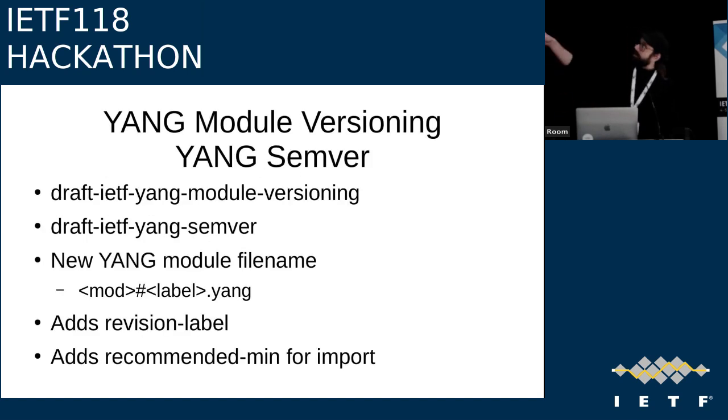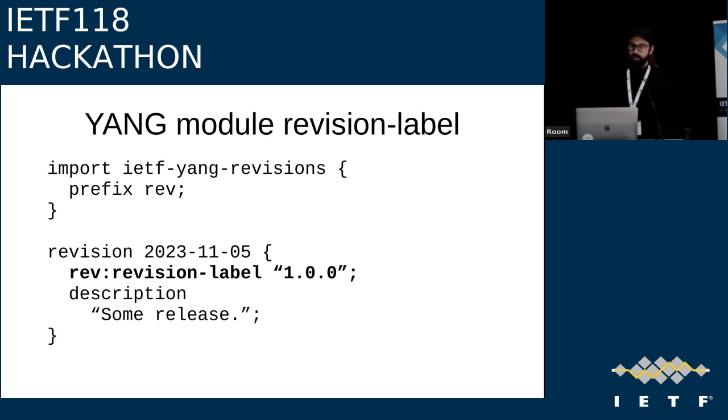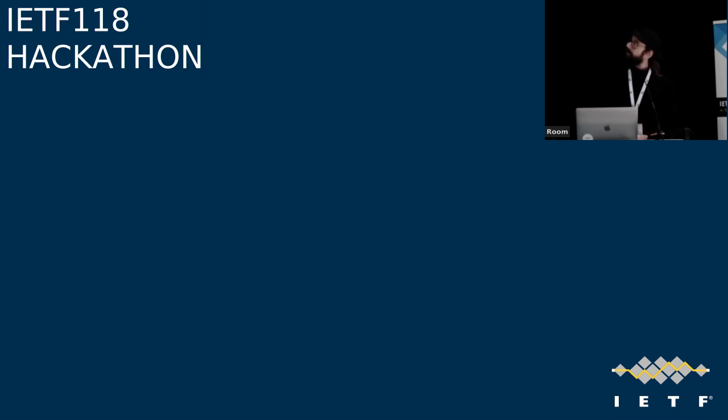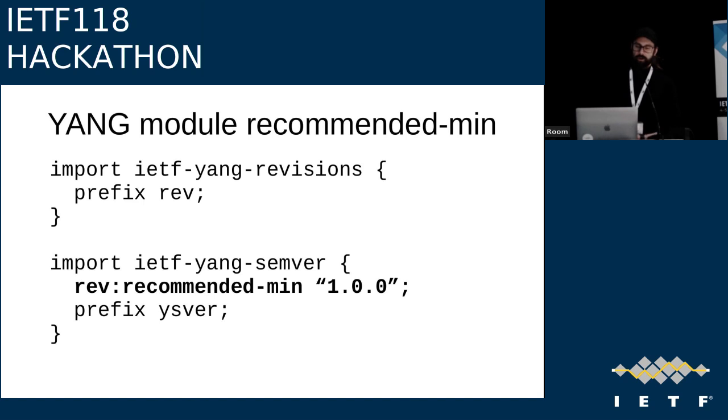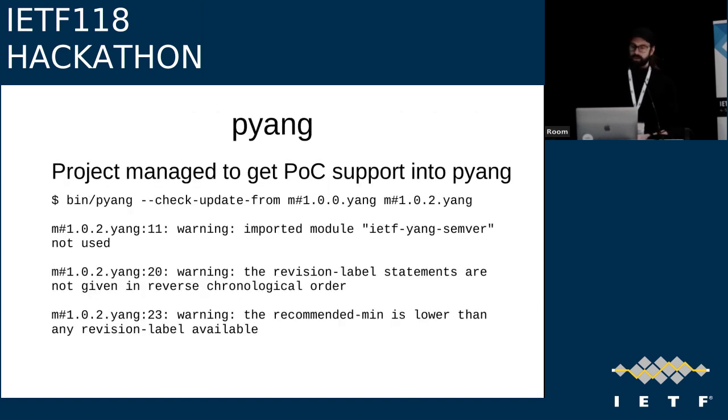But these drafts add a revision label, which you can annotate your revisions with, and an extension for imports. You can annotate imports as well. And also maybe changing the filename format for YANG models, with a hash instead of the at revision date, hash revision label. So this is what a revision label annotation would look like, and this is what a recommended min would look like. The idea was to create a proof of concept for the PYANG compiler to understand this, and that was done.